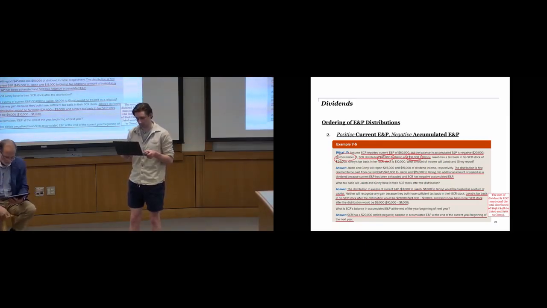The last question, what is SCR's balance in accumulated E&P at the end of the year, beginning of next year? SCR has a $20,000 deficit balance in accumulated E&P at the end of the current year, beginning of the next year. And basically, the sum of the dividend and ROC must equal the total distributed of $64,000 from earlier, the $48,000 to Jacob, $16,000 to Ginny.